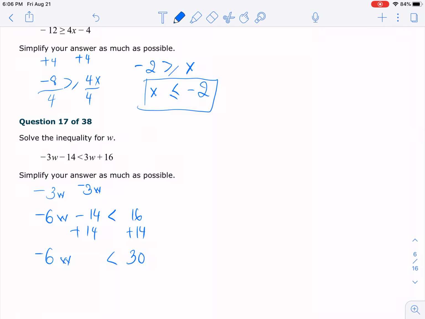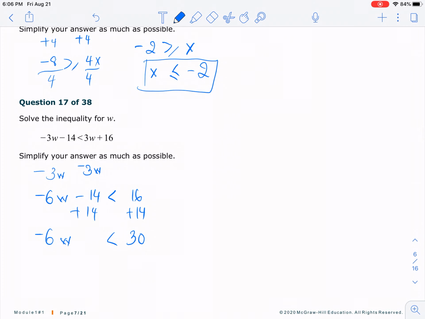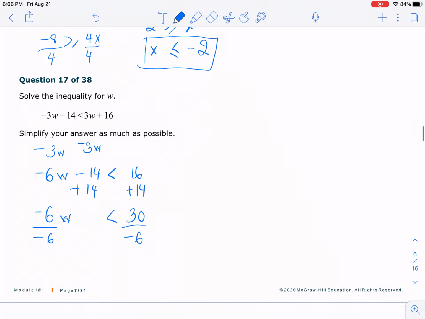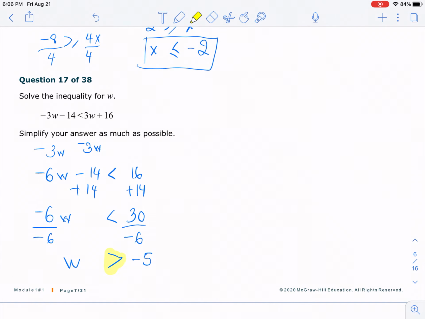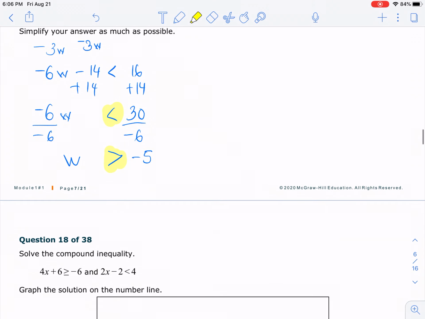All right, I'm glad I have this problem because this is the only thing different from linear equations. When you divide by a negative number, make sure you flip the sign. So that's important. You flip the sign. Okay, so keep that in mind. When you multiply or divide by a negative number, you flip the sign. All right, moving on to number 18.